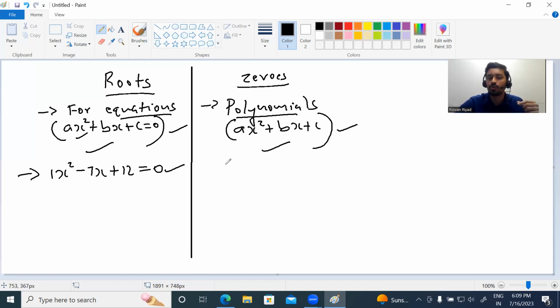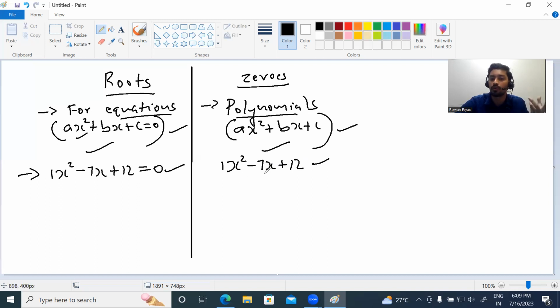So in the case of polynomial, I'm also taking the same example: x square minus 7x plus 12. No need of the equal to symbol, only this much is enough. Or if you want, you can put 1x square. So this is the polynomial. What is zero? Here x is the variable.